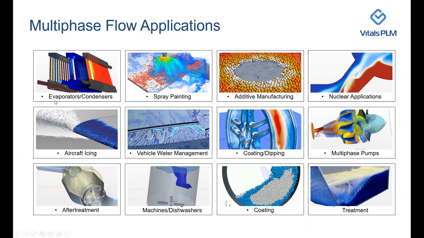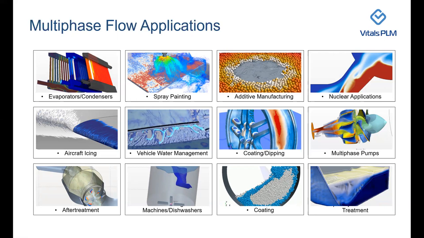Starting from the top left corner, where we see both evaporator and condenser, the evaporation as well as the condensation of the refrigerant can only be modeled as a multiphase approach. And in the second example, we see a spray painting where the paint is injected in terms of droplets onto the panel to be painted. Once it interacts with the panel, it forms a fluid film. So both the droplet modeling and the thin film of the paint can only be modeled by multiphase.